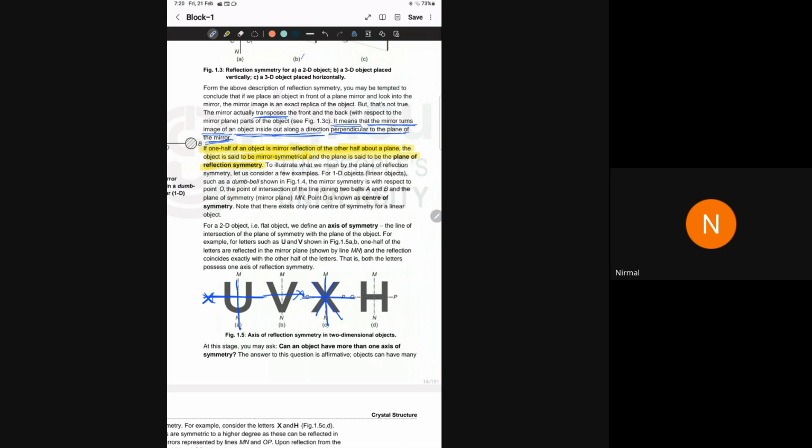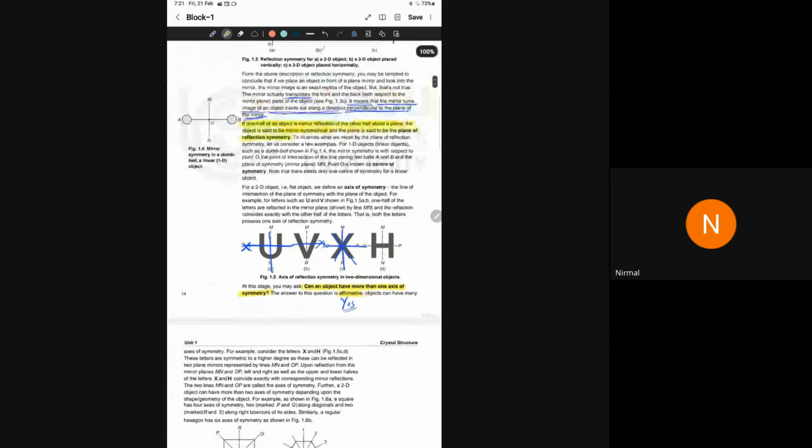So at this stage you may ask, can an object have more than one axis of symmetry? Yes, it can. In two dimensions it will be an axis, in three dimensions it will be a plane. The answer to this question is affirmative. Yes, it can have more than one plane of symmetry, or more than one axis of symmetry in the case of two dimensions. All right.